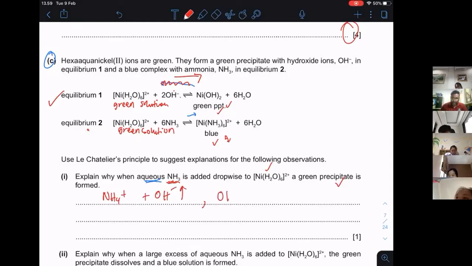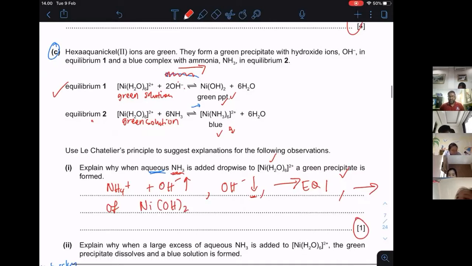So how do we remove the hydroxide ion? By shifting the position of equilibrium 1. So we need to actually decrease it. How do we decrease it? By moving it to the right, so it means the forward reaction is going to be favored. In that sense, you are going to get a green precipitate of NiOH2. This is actually mentioned over there. 1 mark.